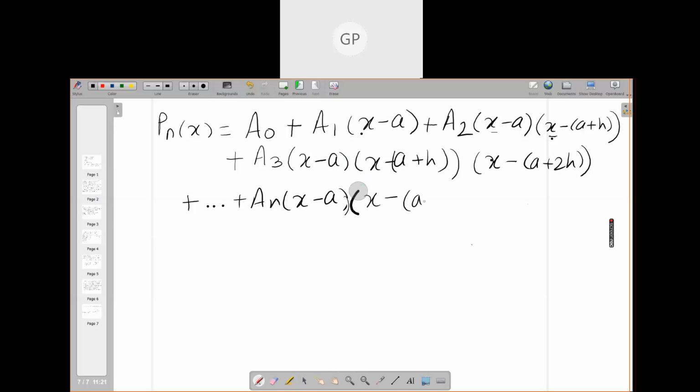Next will be x minus a plus h. When it is a3, that time it then goes up to x minus a plus 2h. When it is a2, it goes up to x minus a plus 1 times h. When it is a1, it goes up to x minus a plus 0 times h.